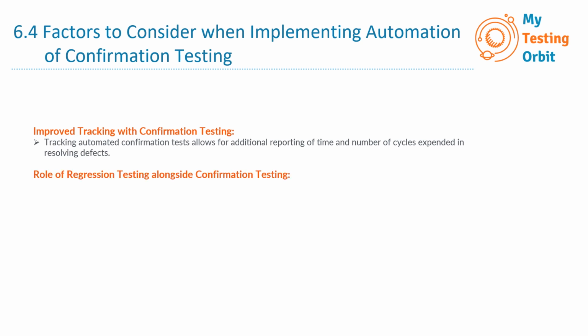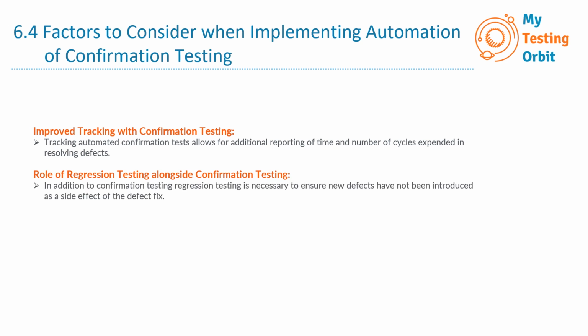Then we have the role of regression testing alongside confirmation testing. And the first point is, in addition to confirmation testing, regression testing is necessary to ensure new defects have not been introduced as a side effect of the defect fix. So it ensures that the software's other functionalities have not been affected due to the fixes made.